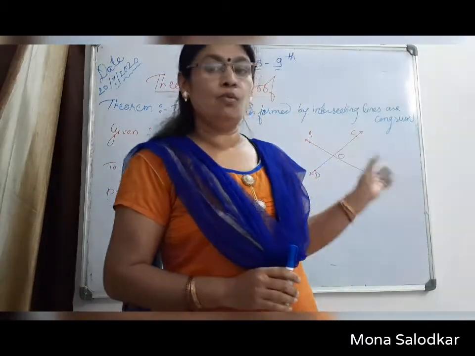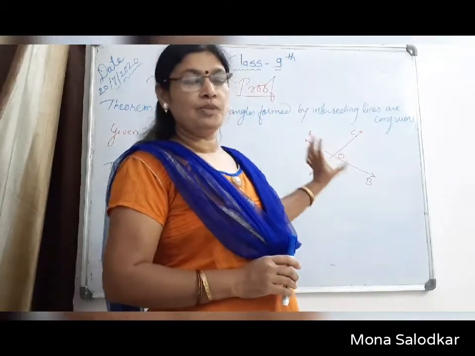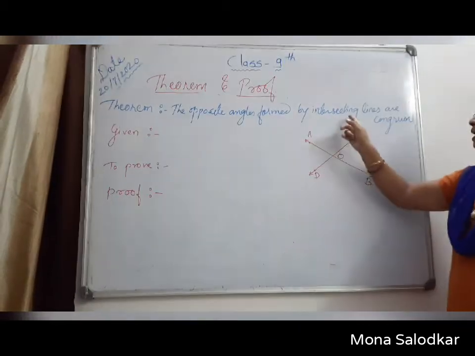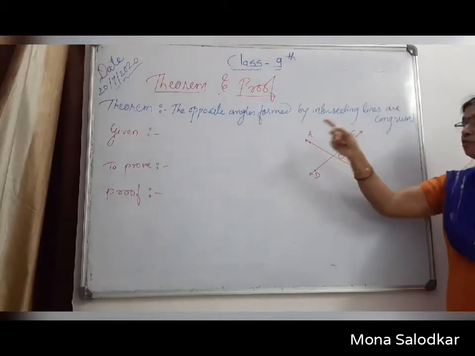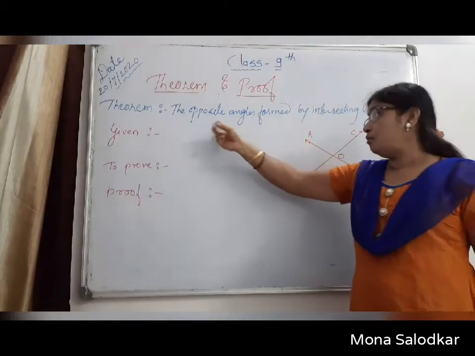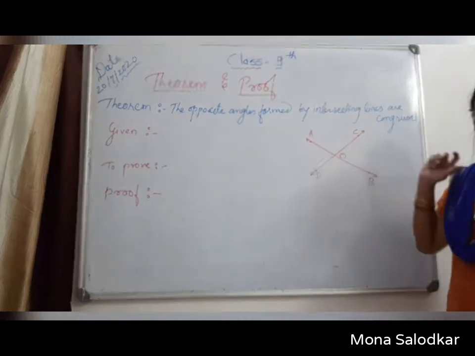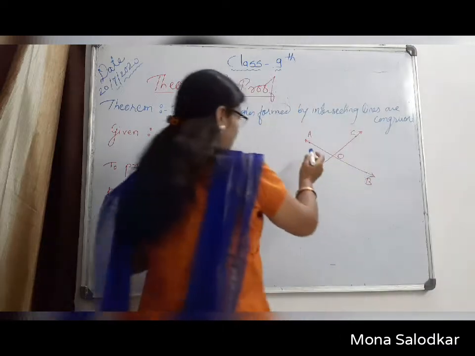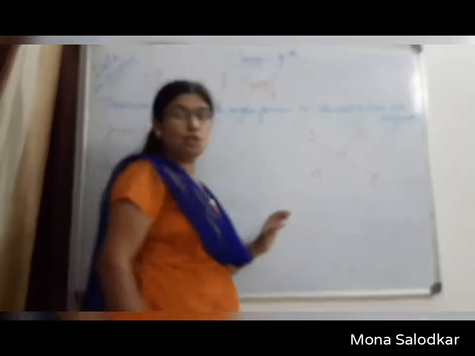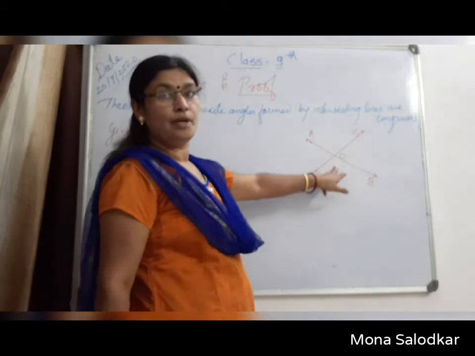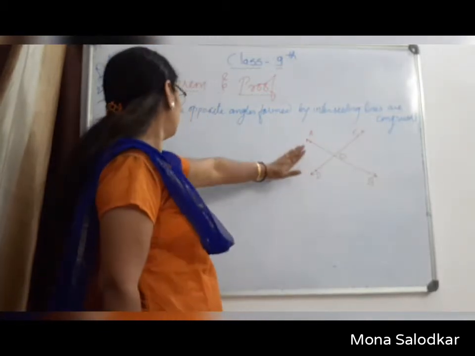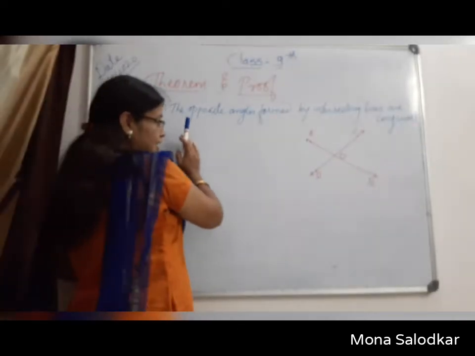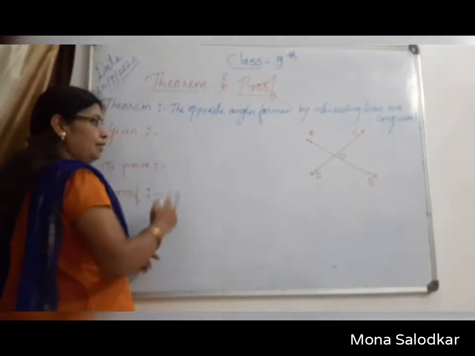So let's start with what is meant by theorem and how to solve the theorem. Now see here, the first theorem is that the opposite angles formed by intersecting lines are congruent. From the statement, first you have to draw the figure. What is given? Intersecting lines AB and CD, intersecting at point O. You draw the figure first, and from this figure you write down given and to prove, and always keep your figure in front of given and to prove.